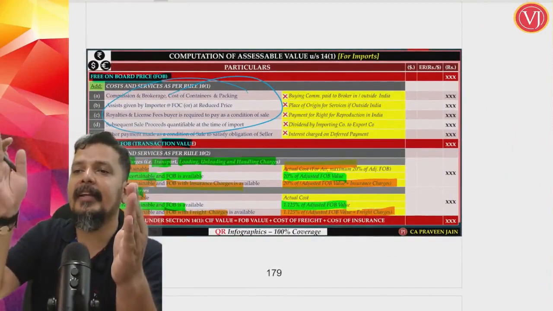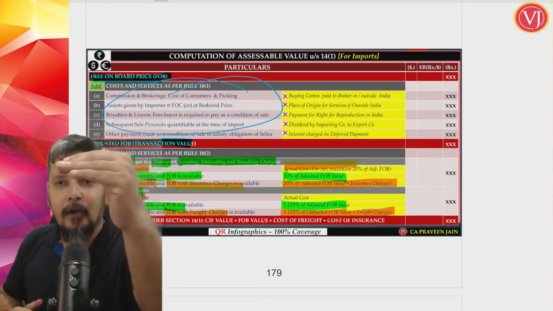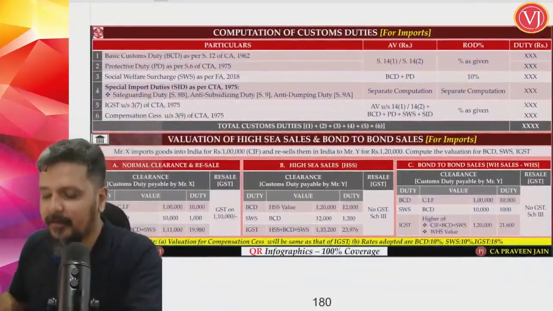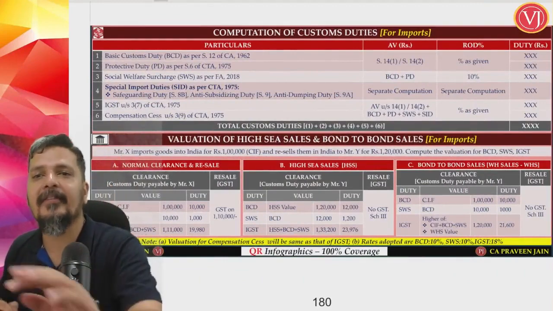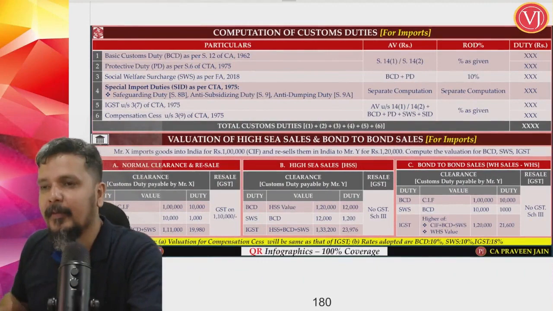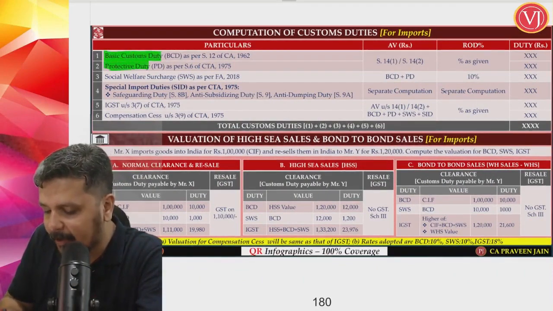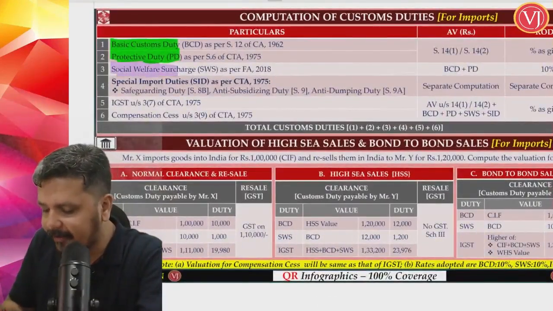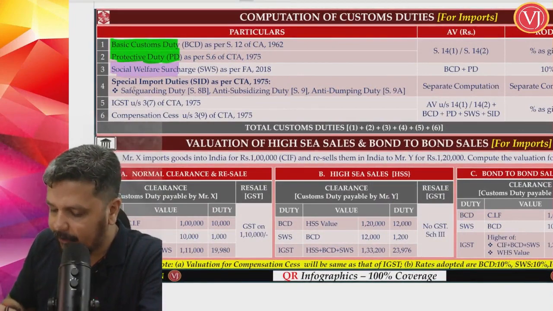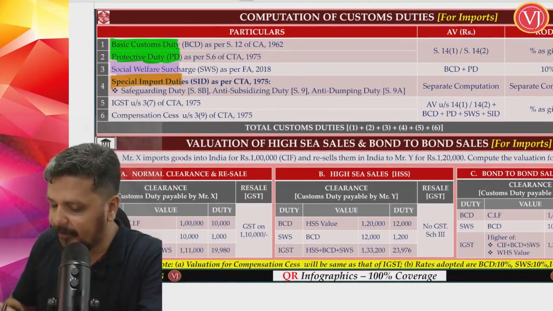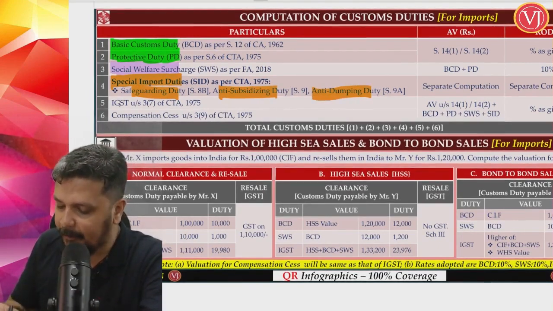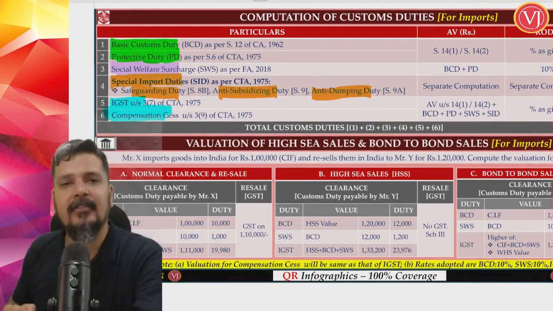Particulars, foreign currency, exchange rate, Indian rupees. And FOB, 10.1 additions, adjusted FOB, then 10 additions. And once you get that, you have to calculate different types of import duties. The normal import duties will be BCD, SWS and IGST. But what are the different types of import duties? It can be BCD and protective duty, the first type. Then it will be social welfare surcharge. Then it will be special import duties, including safeguard measure, anti-subsidizing duty, anti-dumping duty. Finally, it will be IGST and compensation cess.